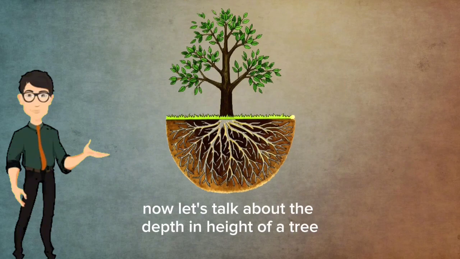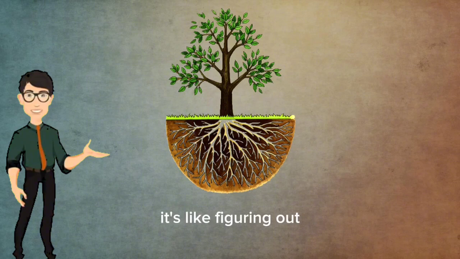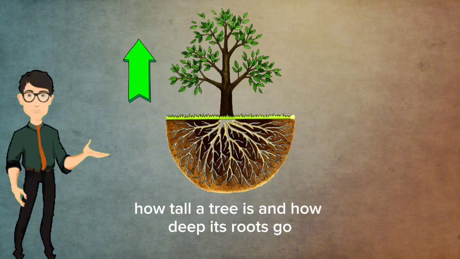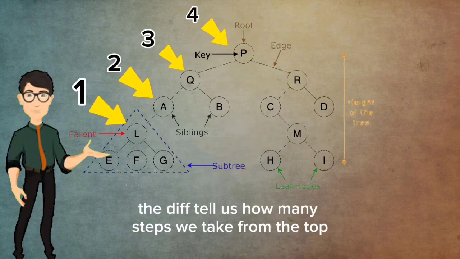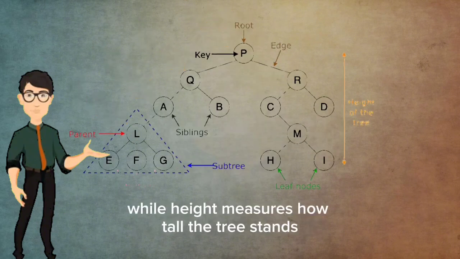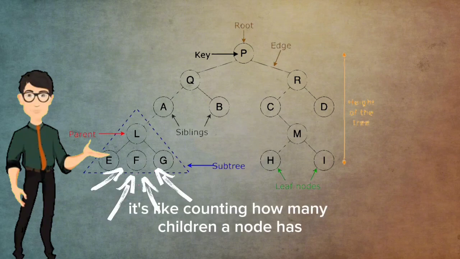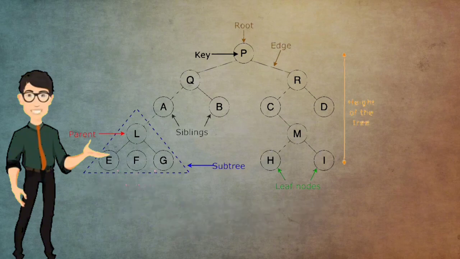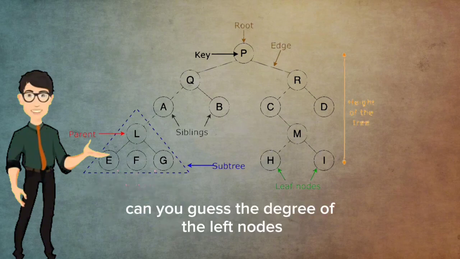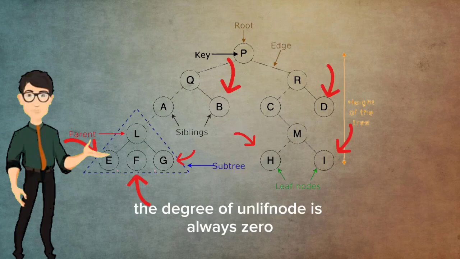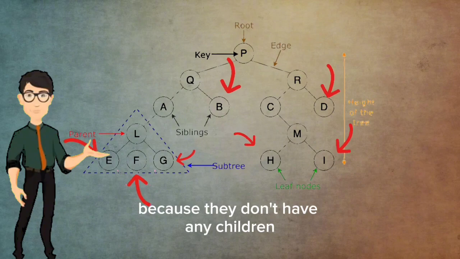Now, let's talk about the depth and height of a tree. It's like figuring out how tall a tree is and how deep its roots go. The depth tells us how many steps we take from the top, while height measures how tall the tree stands. Now, let's talk about the degree of a node. It's like counting how many children a node has. Can you guess the degree of the leaf nodes? That's right! The degree of a leaf node is always 0 because they don't have any children.